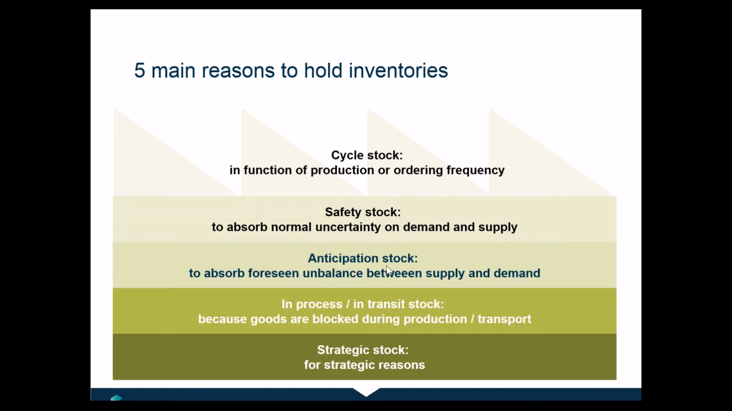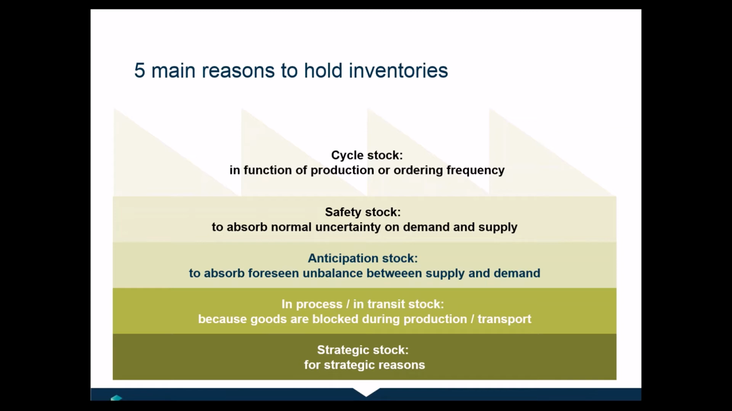Anticipation stock, a typical example there would be that if I know that I will have a shutdown because there's a holiday period, or a shutdown because I need to do maintenance, well, typically I will anticipate and I will pre-build some inventory. That's another reason why we hold inventory.